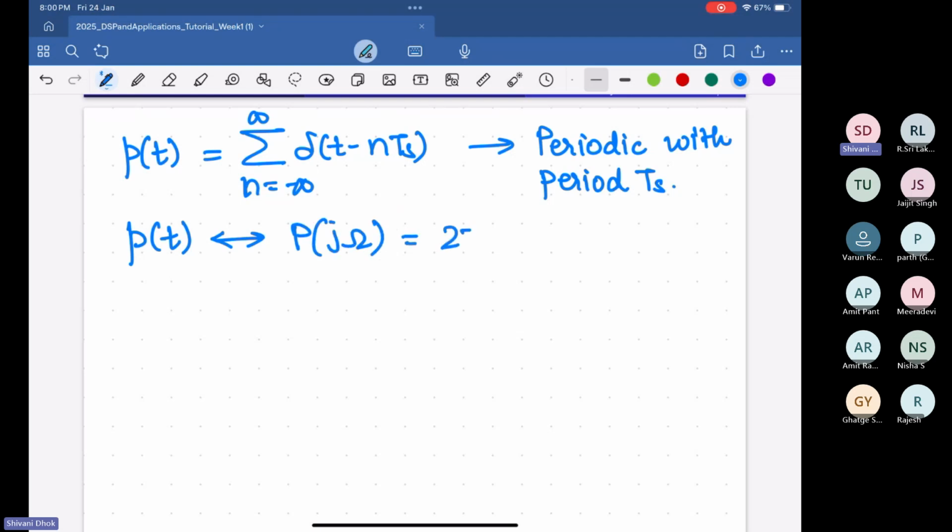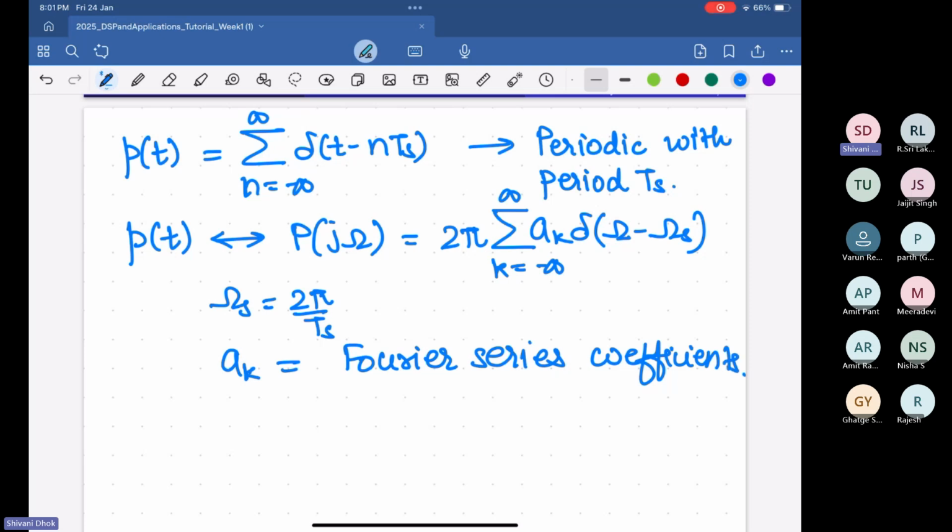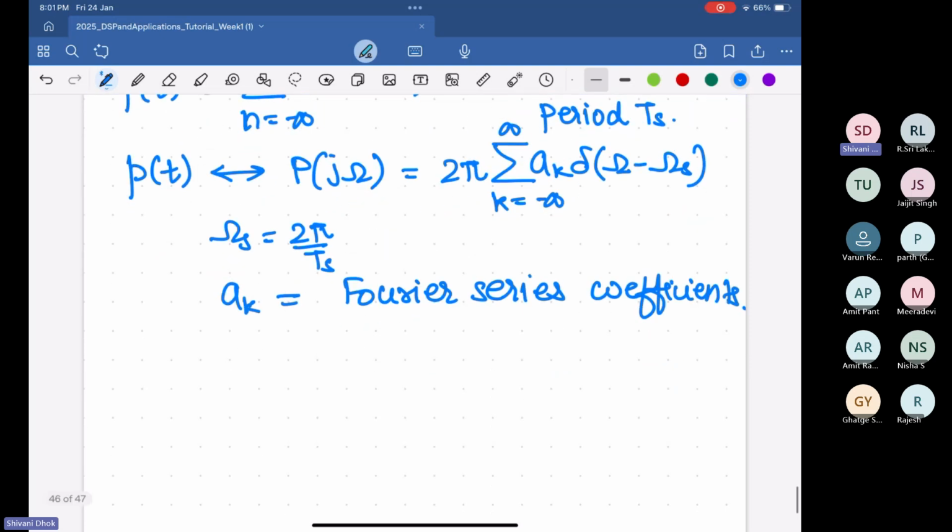So for a periodic signal P of t, the Fourier transform, that is P of j omega, is given by 2 pi summation, k running from minus infinity to infinity, of ak delta of omega minus k omega s, where this omega s is basically 2 pi by Ts, which is its fundamental frequency. And these ak's are the Fourier series coefficients. Okay. Therefore, first we need to figure out what these ak's are.